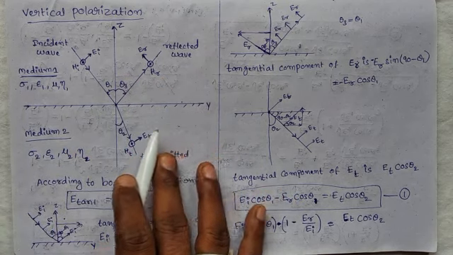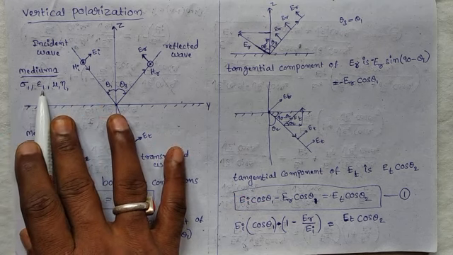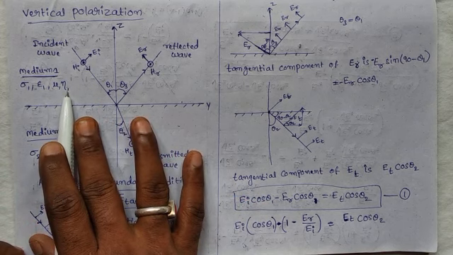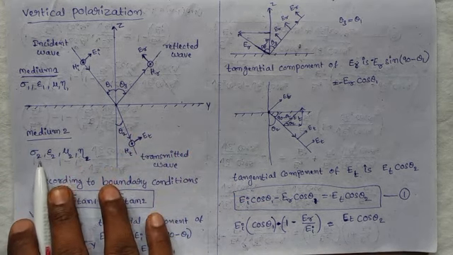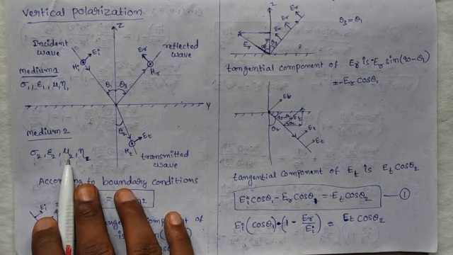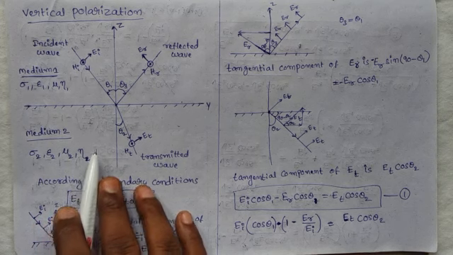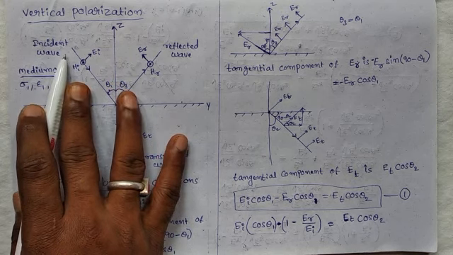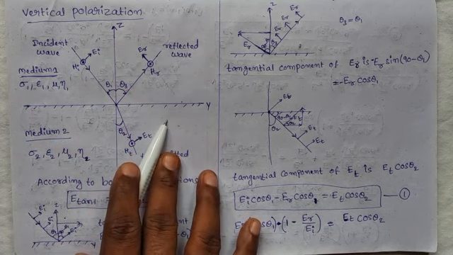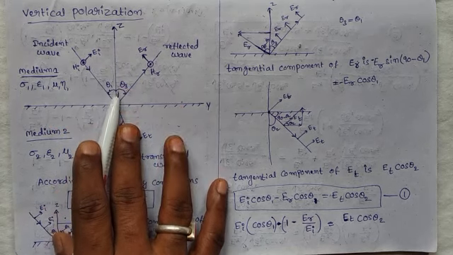Medium 1 has conductivity sigma 1, permittivity epsilon 1, permeability mu 1, and intrinsic impedance eta 1. Medium 2 has conductivity sigma 2, permittivity epsilon 2, permeability mu 2, and intrinsic impedance eta 2. Here the wave is incident at the interface between the two dielectric mediums, and this incident wave makes an angle with the normal, theta 1.